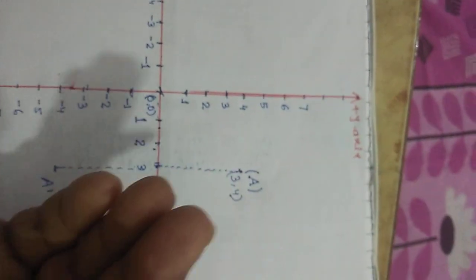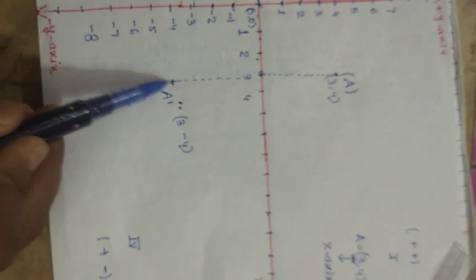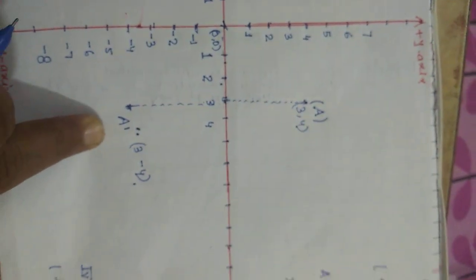This way, as is also taught in physics, we obtain the image. If you are standing in front of a mirror, the same distance appears on the back side of the mirror. So here A dash is equal to (3, -4). Check here, this distance is 4, this distance is also 4. So the image of A in the x-axis is A dash.